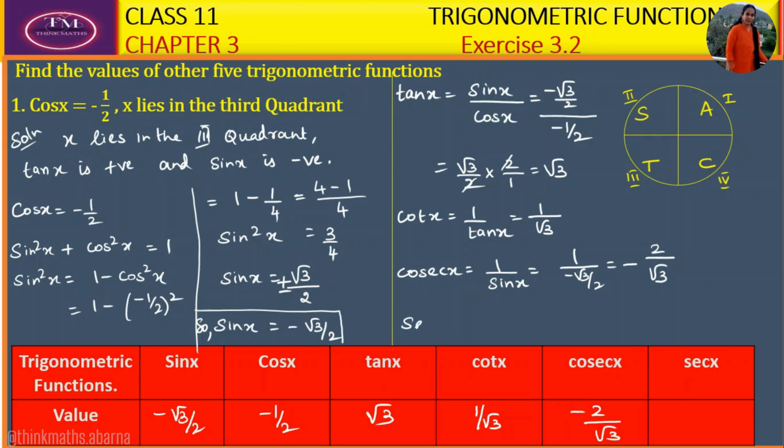Next, last, secant x. What is secant x? 1 divided by cos x. Cos x is minus 1 by 2, so there is a negative sign, and 1 by 2 taken to the numerator becomes 2 by 1. So it is minus 2. So secant x is minus 2. This is the way you have to find all the other trigonometric functions. Clear? So shall we do the other problems?